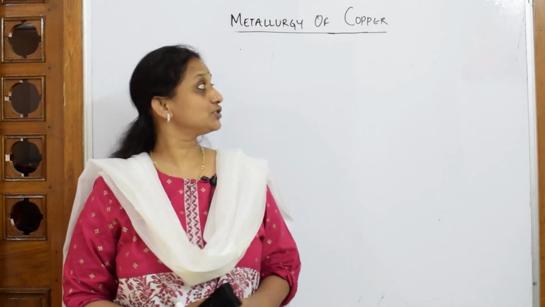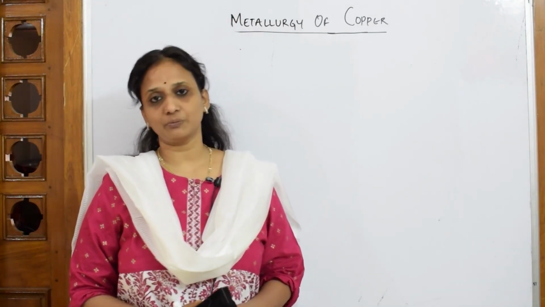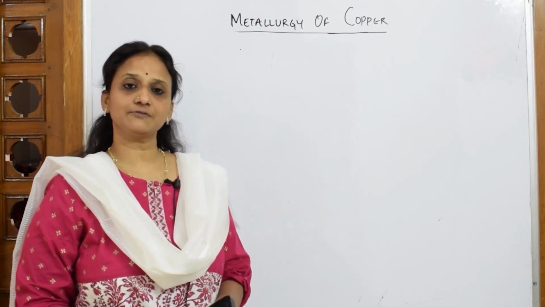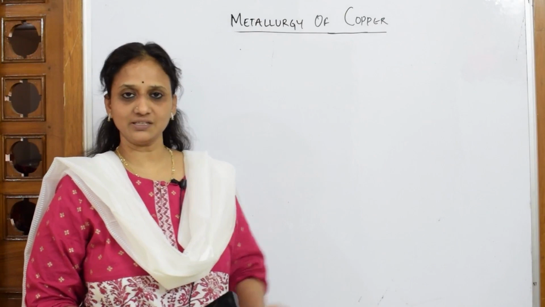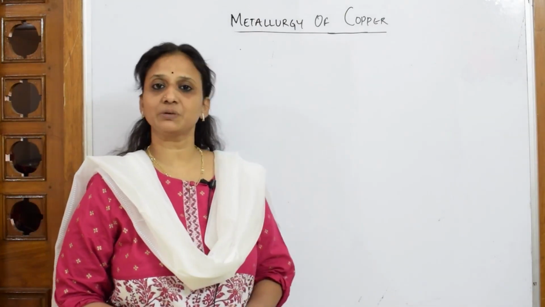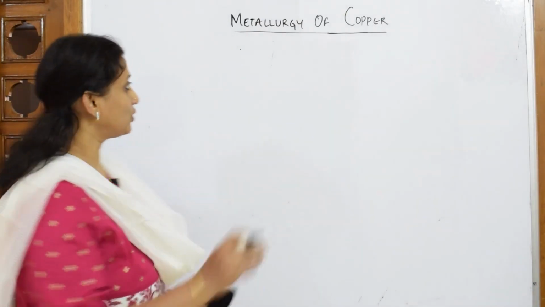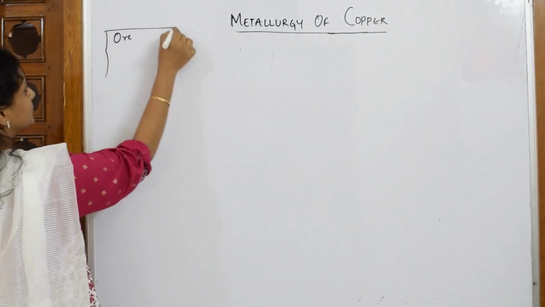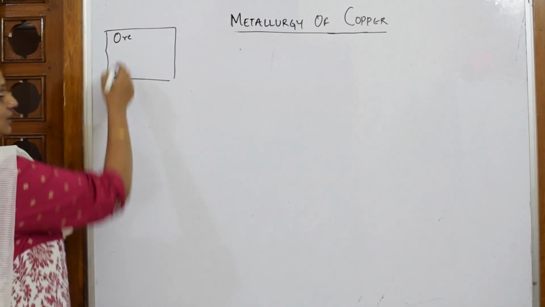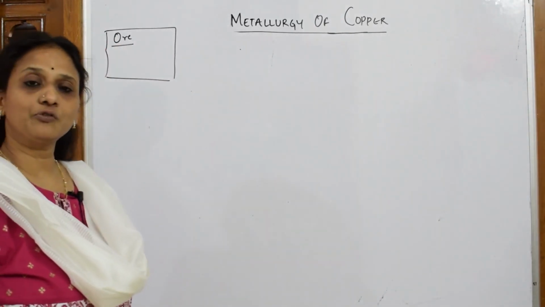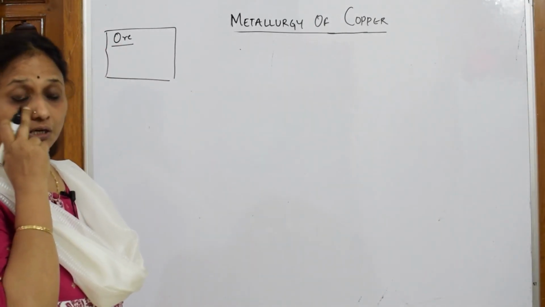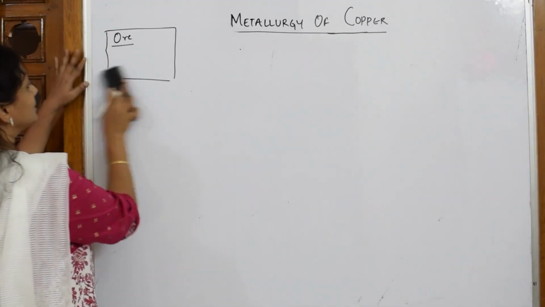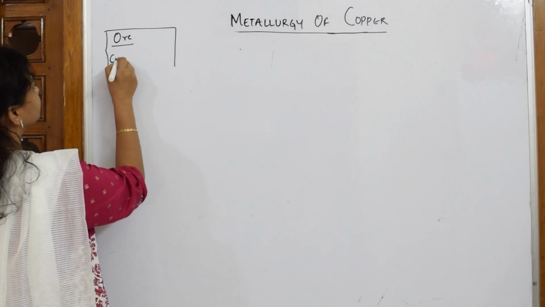Now let us come back and do the metallurgy of copper. So as we very well know, whenever we are learning extraction of a particular metal, we have to go according to the procedure, isn't it? The first important thing, I have to pick up the ore. The ore of copper which we are going to discuss is cuprite. Let us say the first ore which I'm going to learn is cuprite.